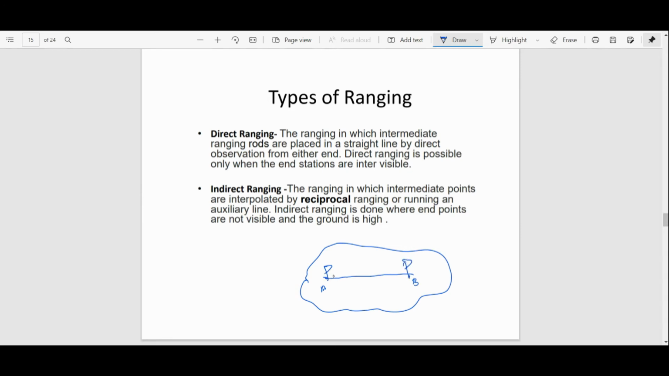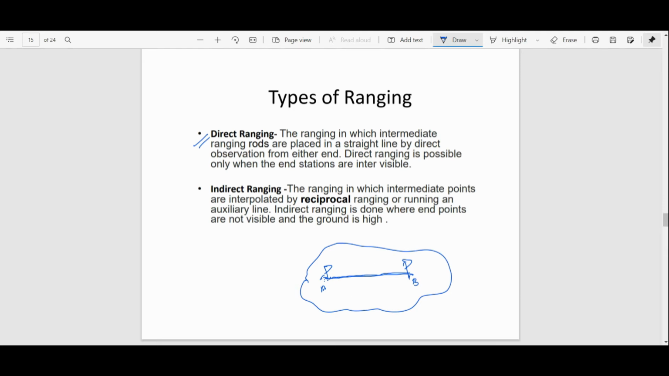This is the ranging, and then we can lay down the chain here and we can find out the distance between A and B. So this process is basically called direct ranging. You should know in which cases we have to use direct ranging. When the 2 points have clear visibility, we can see both points, and it is a small or plain area, in that case we can use direct ranging.